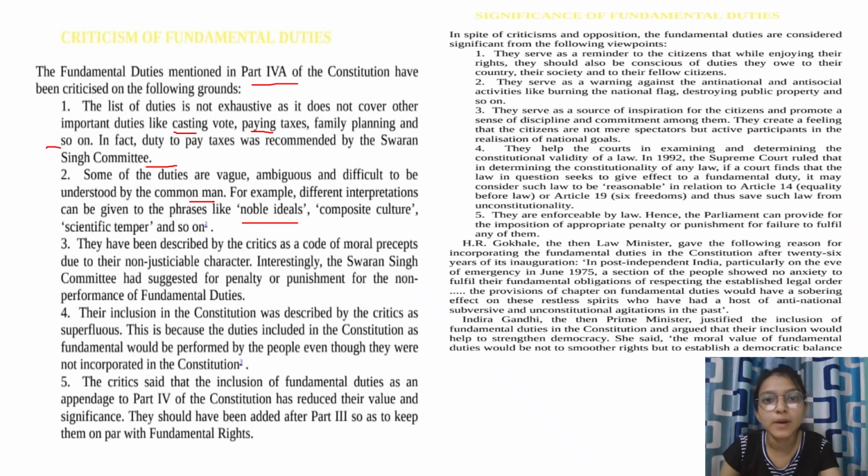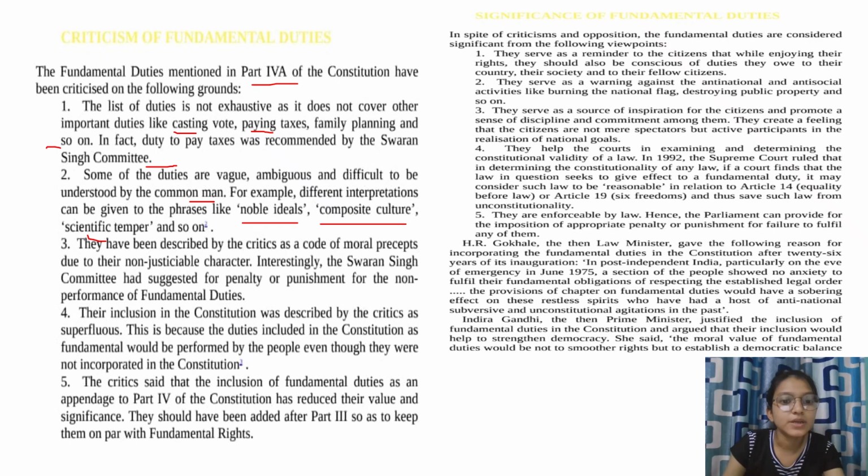Some people may follow Mahatma Gandhi, some people may follow those who show their courage and bravery by blasting bombs. They can be noble for some other people. So this term has not been clarified in a proper way. It has been left to the citizens, that it's up to you how you want to interpret that particular sentence. Then composite culture. What does composite culture mean? So that is vague. And again, scientific temper. So these are some very difficult terms for people to understand, and so on.